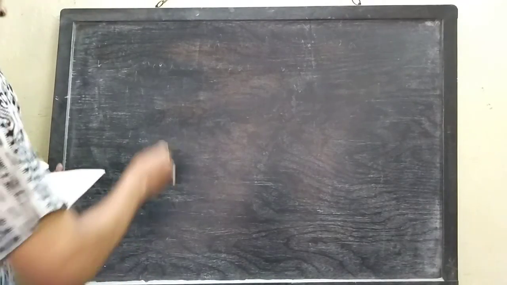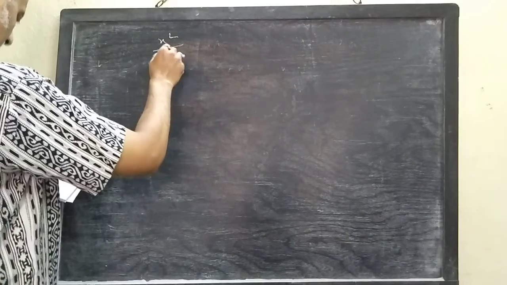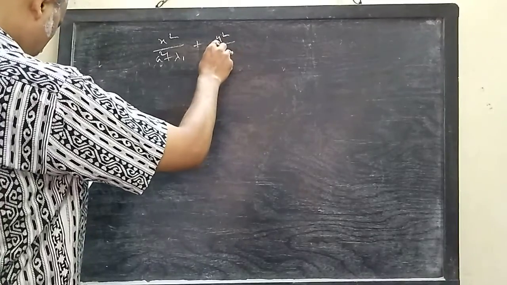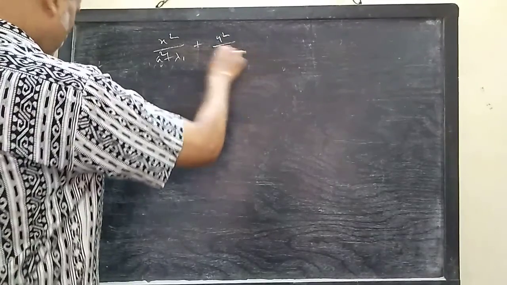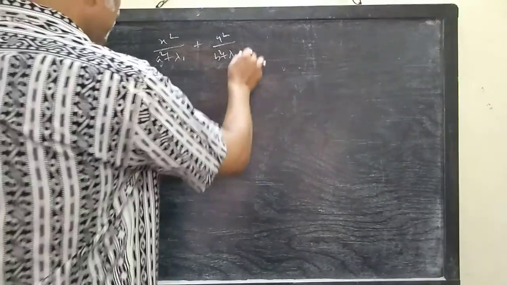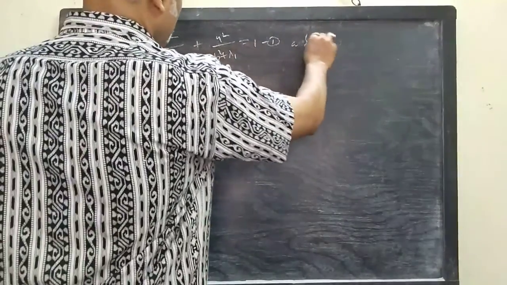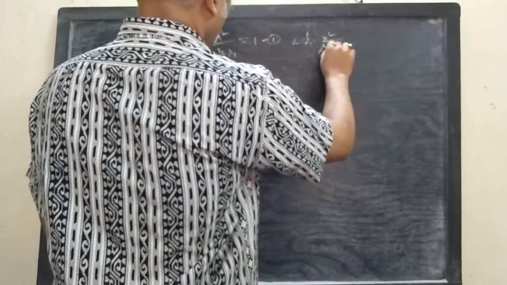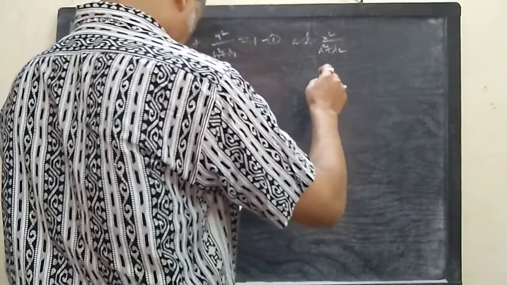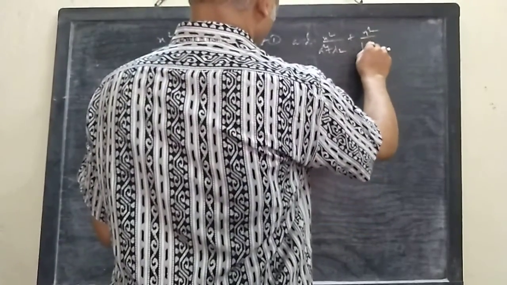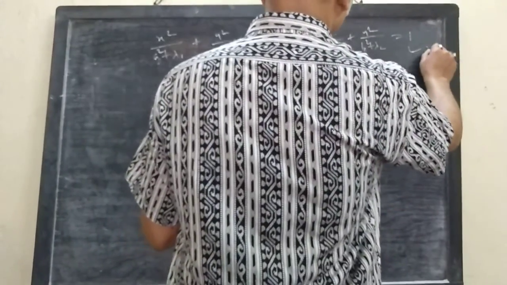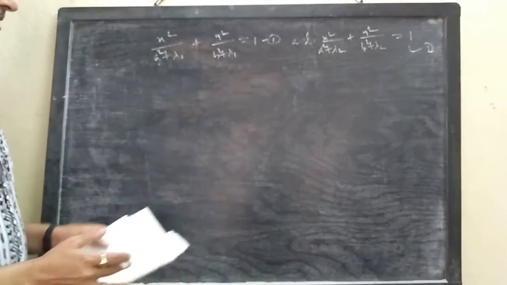Our next problem is to show that the curves x square by a square plus lambda 1 plus y square by b square plus lambda 1 equals 1, and the other curve x square by a square plus lambda 2 plus y square by b square plus lambda 2 equals 1, intersect at right angles, or they cut orthogonally.